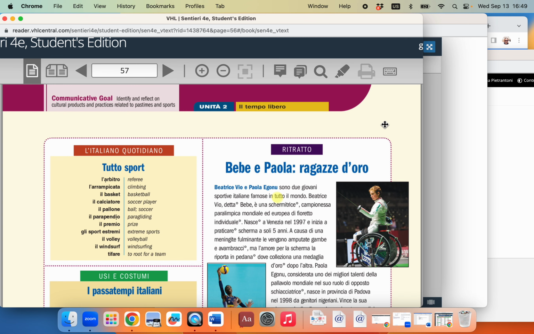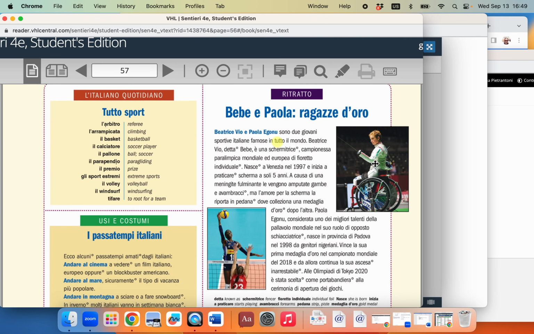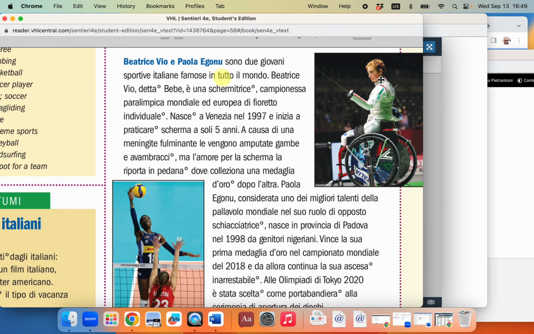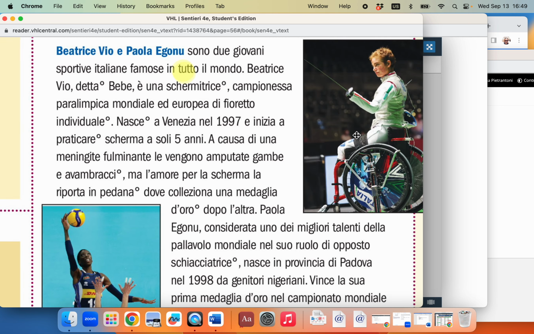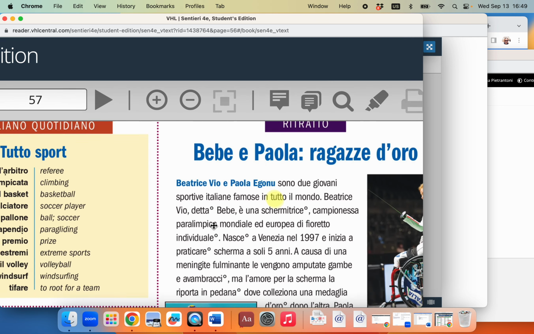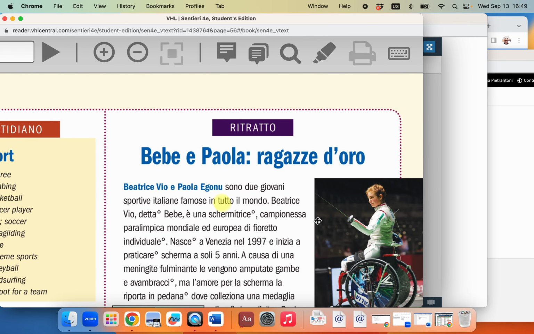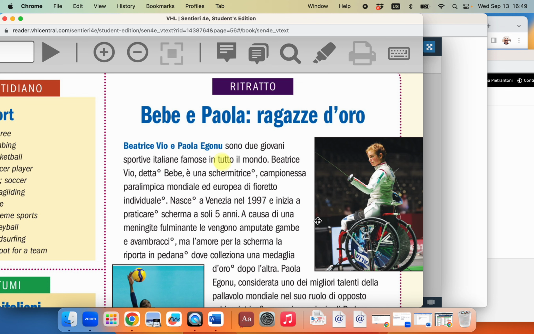The second one is visuals. You see pictures. In this case, you see a picture of an athlete. He's in a wheelchair. She seems not to have limbs. You can look at the title, Bebe e Paola Ragazze d'Oro, and you can start making a mental list, or a written list for that matter, of words you might know about that topic.